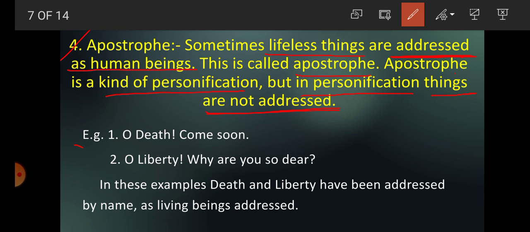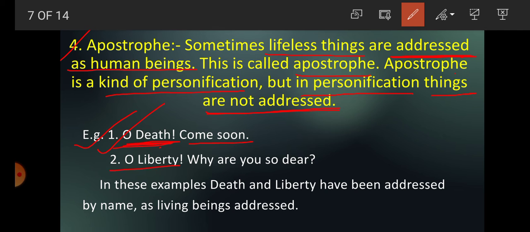So students, example number 1: Oh death, come soon. Here this is an address. The poet is addressing death, that's why it is written, oh death, come soon. Can death come? No. But here the poet has used the apostrophe, first personified and then addressed death, oh death. So this is the example of apostrophe.